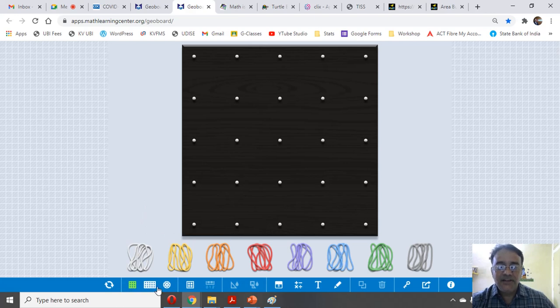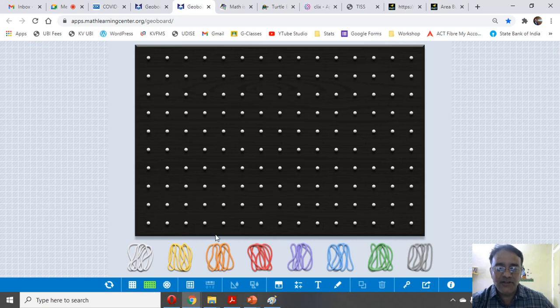Then there are three different types of geoboard available here. One is square form, another is rectangular form, and the last one is circular form. So I'm going to demonstrate the rectangular form, and how we can use this in a real life situation.